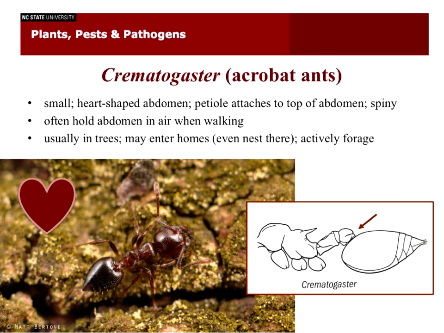Okay, the first one, if anything, this will be the easiest one to identify of all ants, and I hope that if you get anything from this talk, it's that you can identify Crematogaster, or acrobat ants. Acrobat ants are a small, very diverse group worldwide, and the easiest thing to identify them with is this heart-shaped abdomen when viewed from above. Another very distinct part of this genus is that their petiole attaches high on the abdomen. It basically attaches to the top of it.